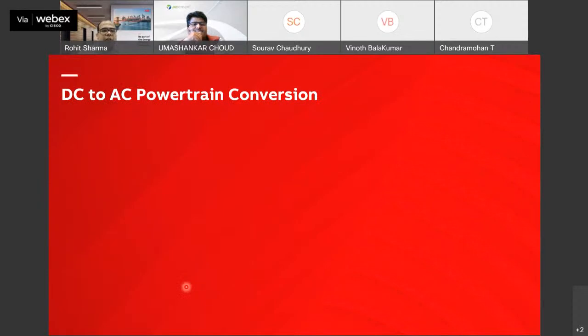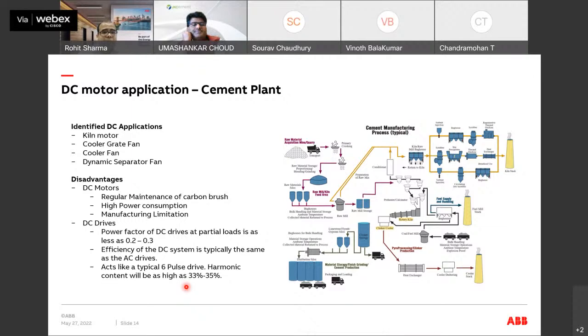Now the DC to AC powertrain converter system. When we discuss the DC to AC powertrain converter system, it means a whole chain drive including motors. What solution are we looking at in this context? Here we identify DC applications in cement plants. One, obviously, is the rotary kiln. Second is the clinker coming from the kiln side through the cooler grate fan, and the other is the dynamic separator fan installed in the classifier sections.